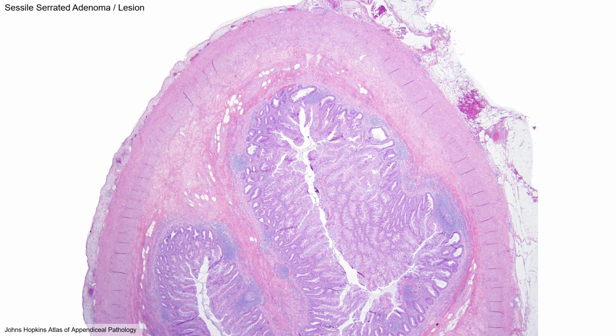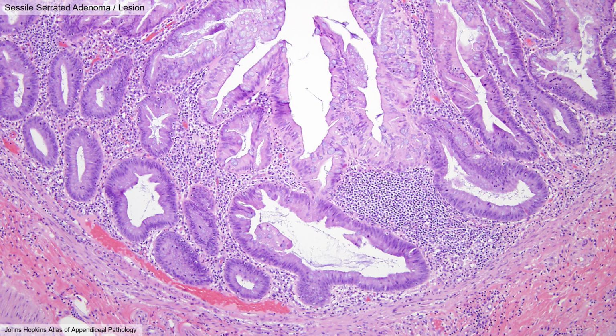This is an example of a sessile serrated adenoma or lesion, adenoma being the older term and lesion being the new term used by the WHO. And this is seen circumferentially involving the appendix. At higher magnification, we can appreciate the serrated lumen as well as a crypt in the middle of the image here that is dilated, and that's the characteristic feature of a sessile serrated adenoma or lesion.